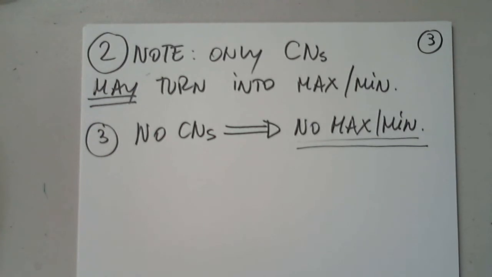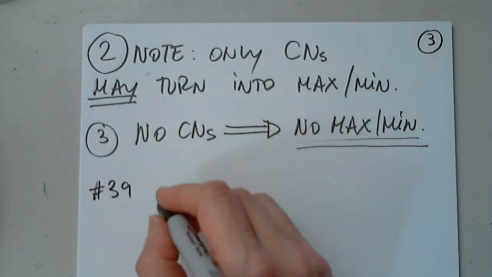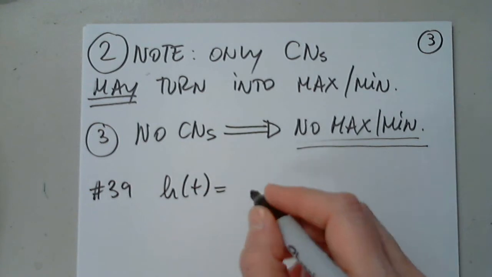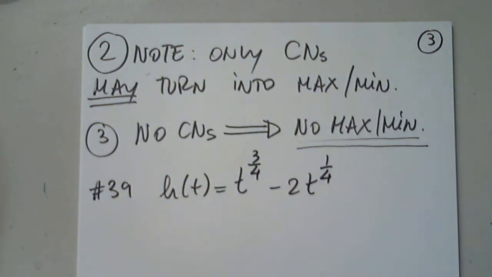Okay, I will choose then. I want to choose this one, 39, because it's ugly. h of t equals t to the 3/4 minus 2t to the 1/4. If you want to choose something else, this is the time. If not, I will work on this with you. Is that okay?